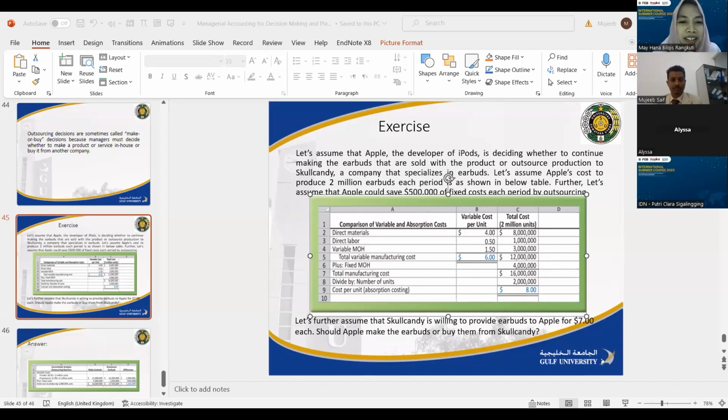Still the same curriculum, sir. Same curriculum and the same course name in cost accounting and management accounting.